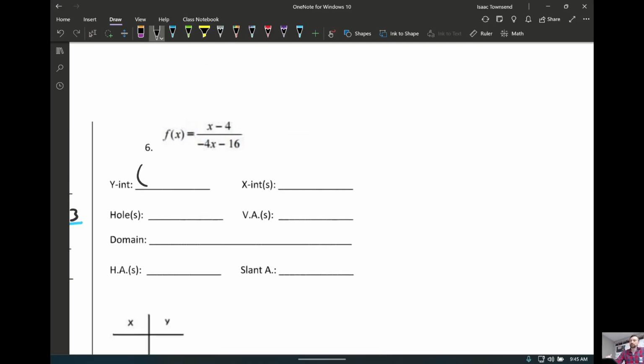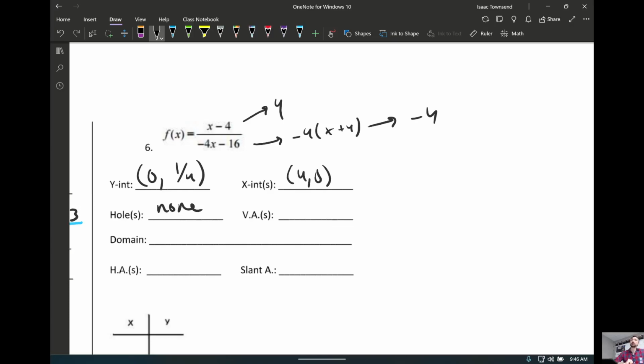So, y-intercept: plug in 0 for x, solve for y, you get 1/4. I can quickly tell that the numerator equals 0 at 4. The denominator, I should factor out a GCF to see that it equals 0 at -4. So no numbers make the numerator and denominator both 0, which is how you get a hole. One number makes just the numerator 0, which is why there's an x-intercept at 4. And one number makes just the denominator 0, which is why there's one vertical asymptote, one vertical spike, at x equals -4.